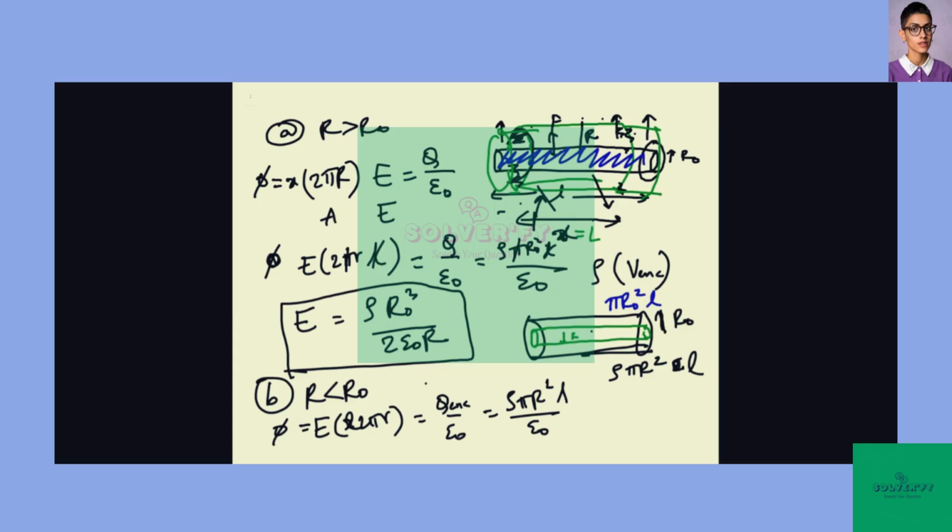Now cancelling the common terms, you can see that r also gets cancelled, giving us E is equal to rho, I'm sorry, this is an r squared, so rho r by 2 epsilon naught. Again, this field is also directed radially outwards.